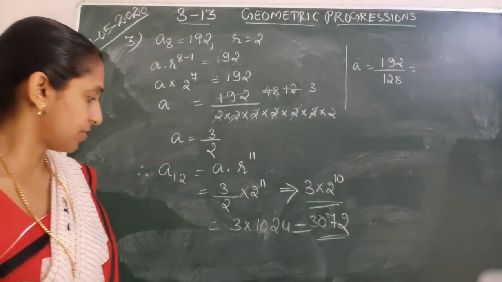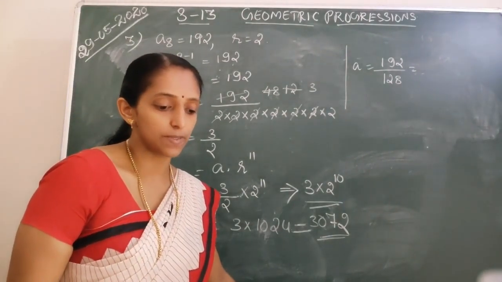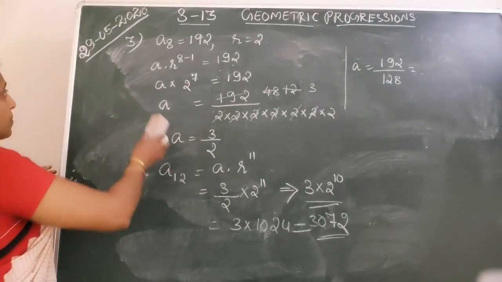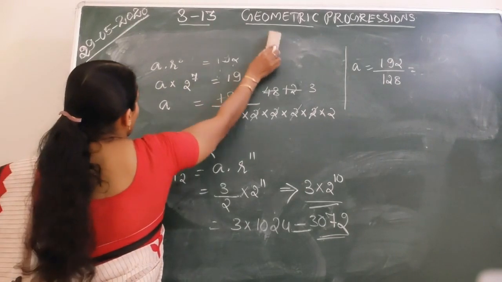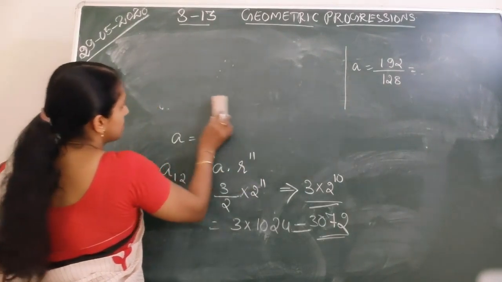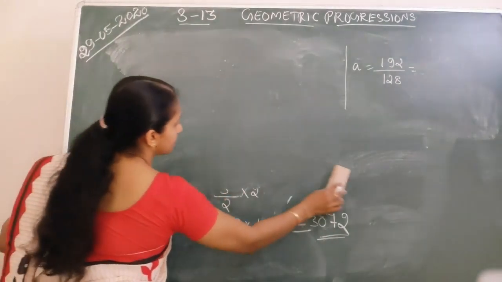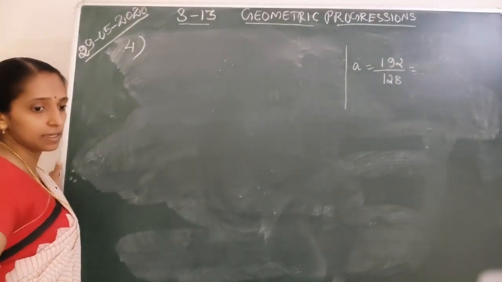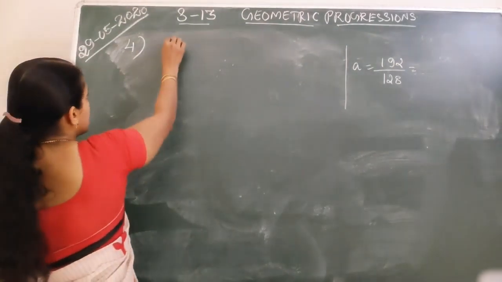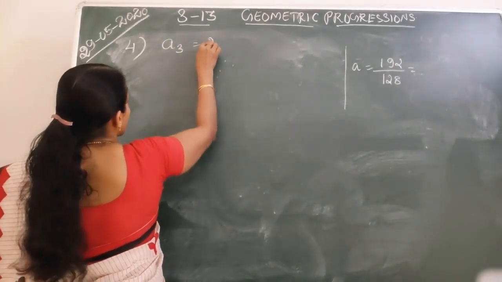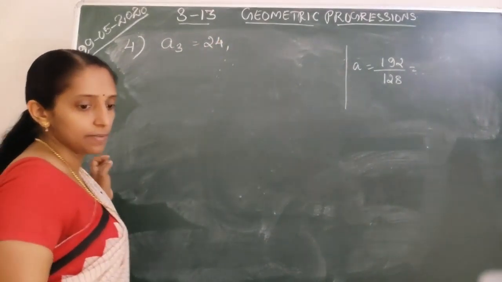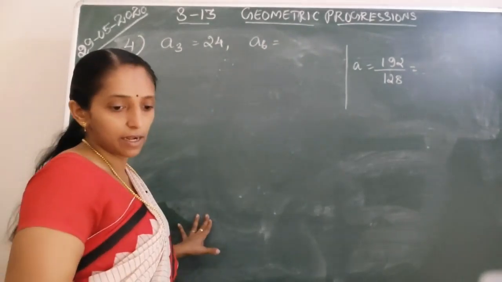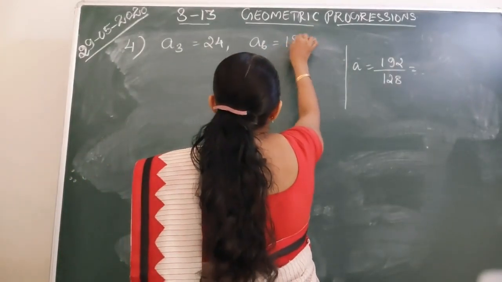Question number 4 also we can do, because 2 terms are given. Third term is 24 and sixth term is 192. What is the third term given? 24, that is A3 is 24. And the sixth term, A6, is given as 192.